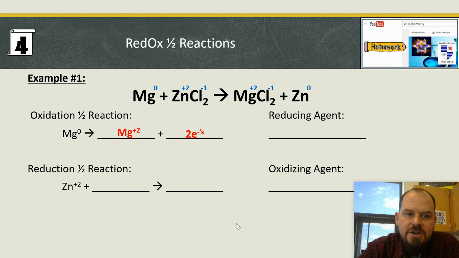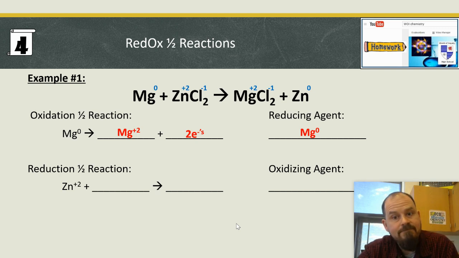The oxidation half reaction is Mg0. That means the reducing agent then is also Mg0. He's responsible for the reduction. The thing that's being oxidized is responsible for the reduction. Okay, I can already tell you now who the oxidizing agent is, if you kind of figure out the pattern.